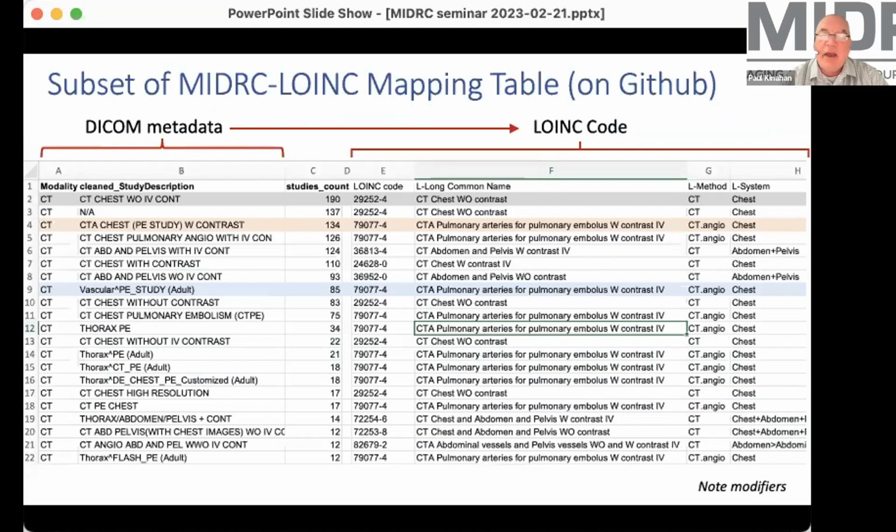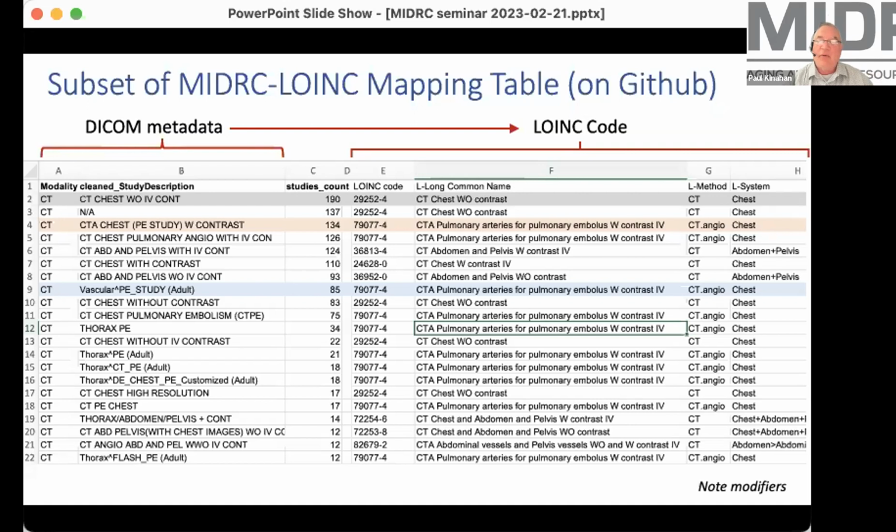And then that gets mapped to a LOINC code, which has a one-to-one correspondence with a long common name, as you can see in some examples. And then associated with that are some attributes, such as the method, which is CT, the system, which is chest, and other things that are important that we'll come back to. But this is really the core of the process that we're using right now.